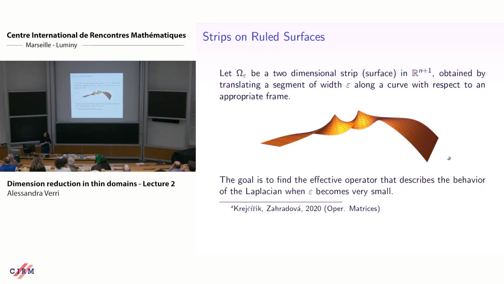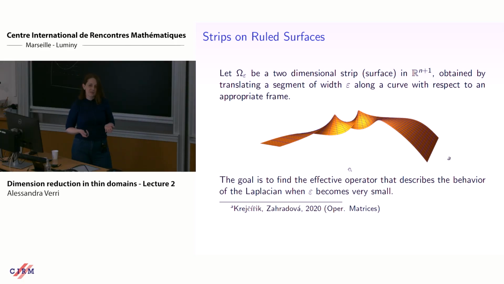So now we are going to the second part of this talk. We are going to consider strips on ruled surface. This picture shows an example of the kind of regions that we are going to work with now. In this model, we are going to consider the Dirichlet boundary conditions and the Dirichlet-Neumann boundary conditions.